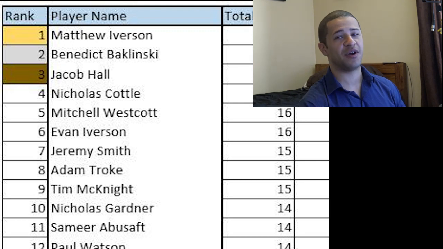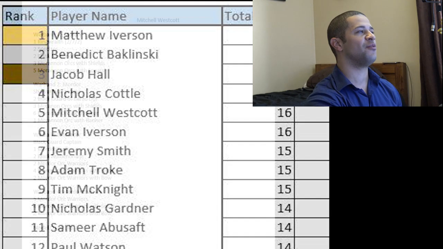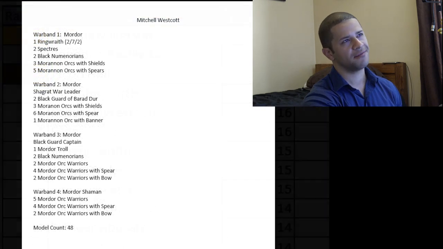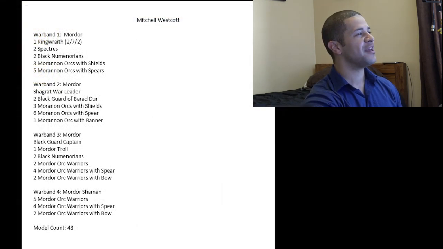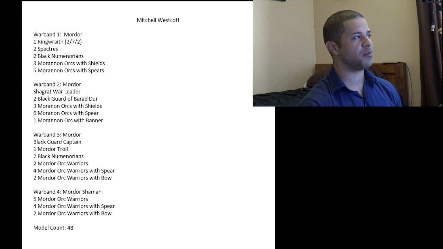So let's go into Mitchell Westcott's force. And this is the final one for the top five, four, however you want to think of it. Mitchell was playing a pure Mordor force, and he played essentially what's reminiscent of a Mordor Orc Horde, but with higher defense. He took a Ringwraith at 272, two Spectres, two Black Numenoreans, three Morannon Orcs with shields, three Morannon Orcs with spears. That's his first warband.